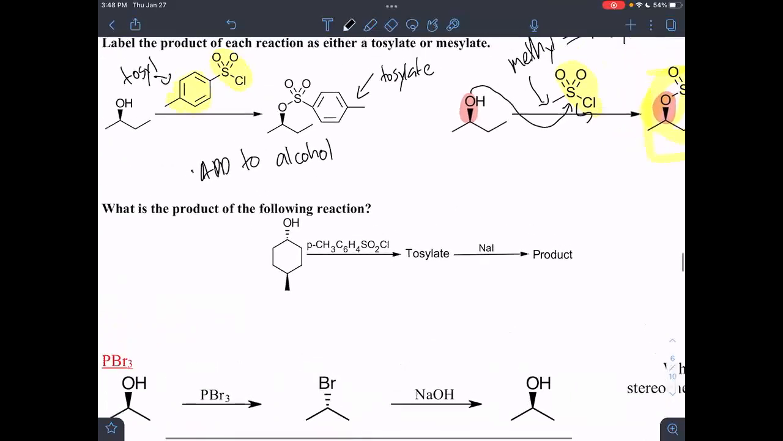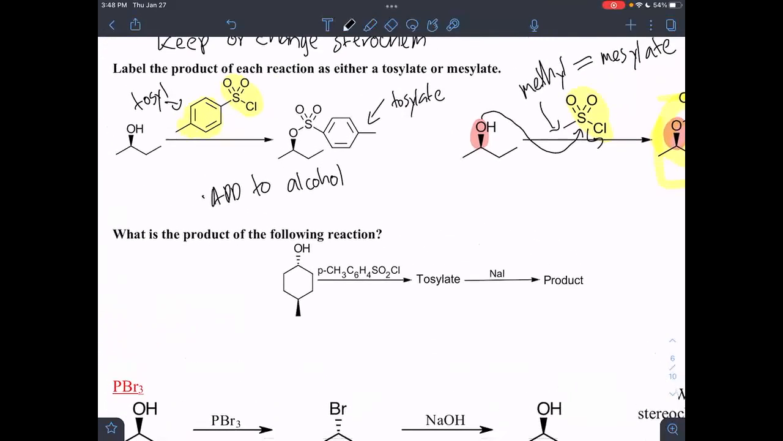But considering what we just learned, how do you think this alcohol is going to look when we react it with the tosyl group? Exactly. And then the abbreviation for tosylate is TS. So if you see OTS, which you will see, just know that's what it means.